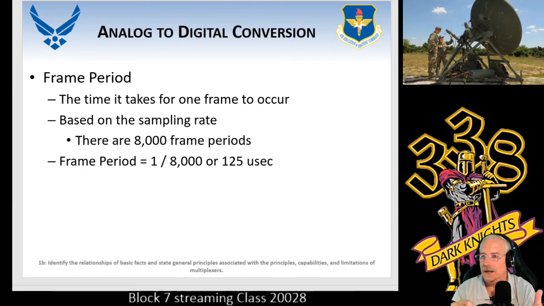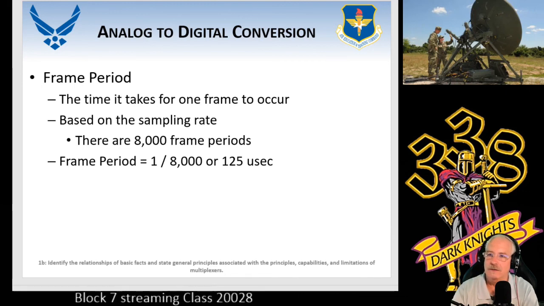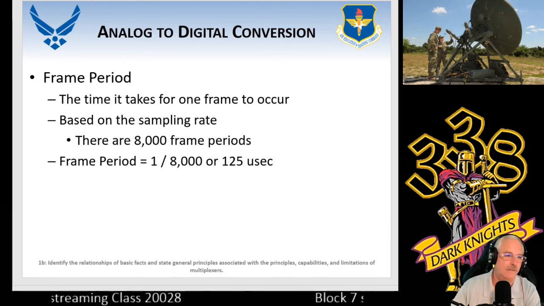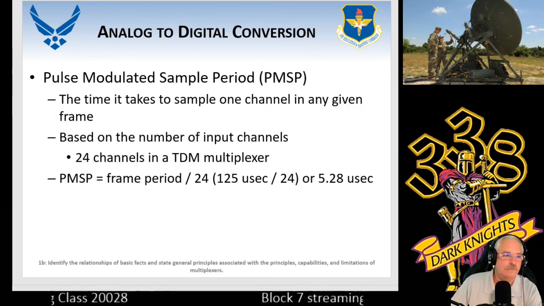So what we do is we take the reciprocal of 8,000, which is 1 over 8,000. We come up with 0.000125 seconds, or in our case, if we convert, it's 125 microseconds. That is a frame period, the time it takes for one of those frames to occur.